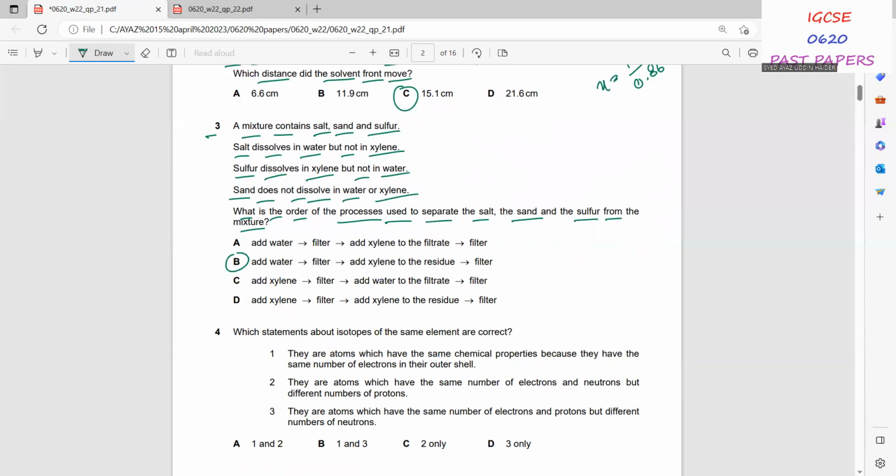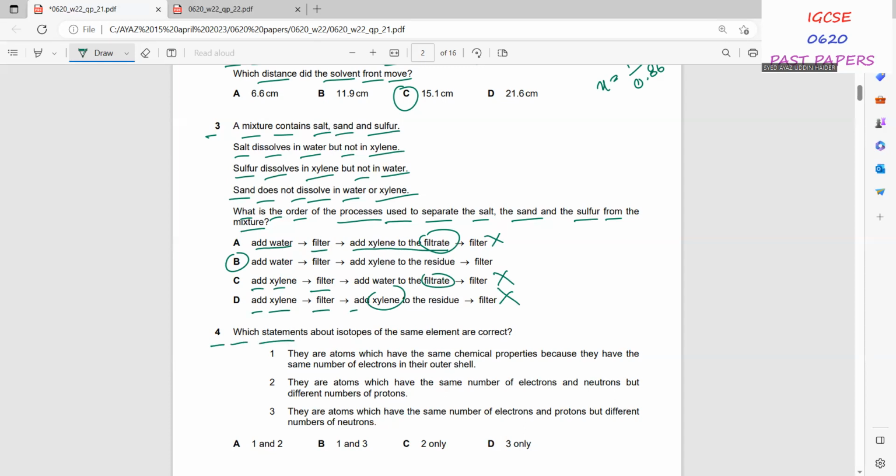The other choices are not correct, because in choice A, in the first step, they are adding water, filtering, then they are adding xylene to the filtrate instead of adding it to the residue. So this is wrong. Choice C, if you add xylene and filter, then you have to add water to the residue, not filtrate. So this is also wrong. Choice D, add xylene, filter, then you have to add water. They have added xylene again. So this is again wrong.